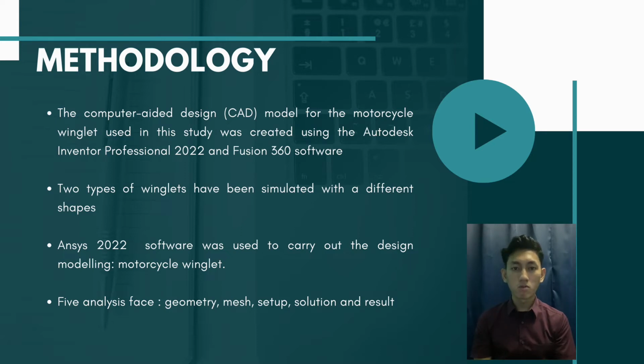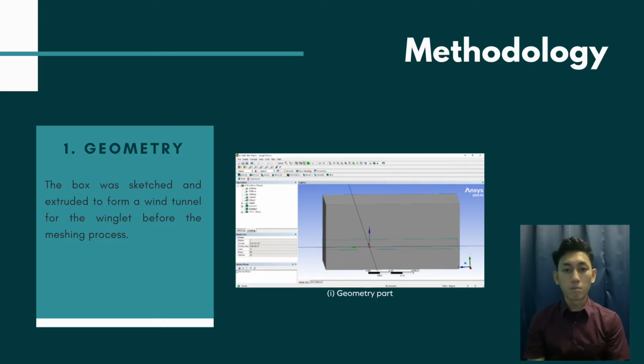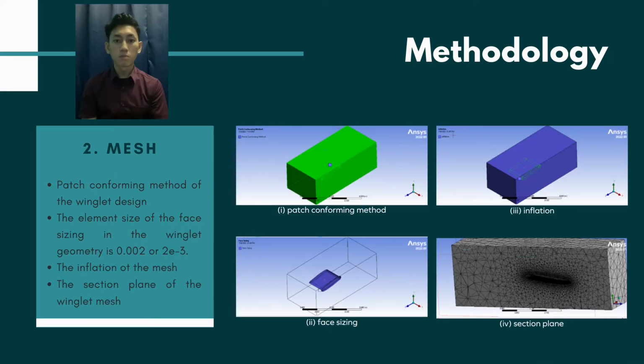Next, ANSYS 222 software was used to carry out the design modeling, which is the motorcycle winglet. Generally, there are 5 analyses: geometry, mesh, setup, solution, and result. The first one, geometry. The box was sketched and extruded to form a wind tunnel for the winglet before the meshing process.